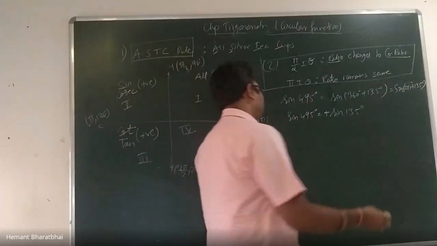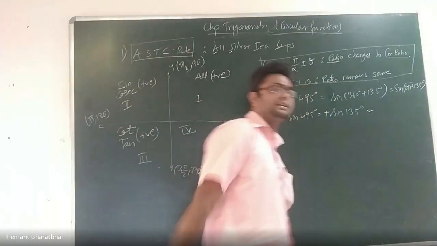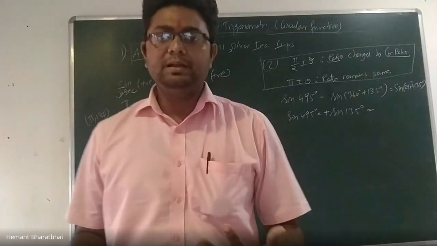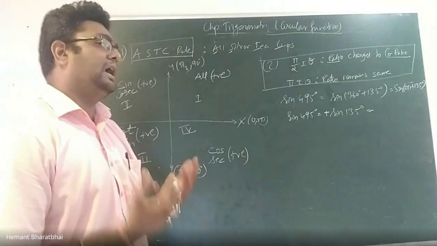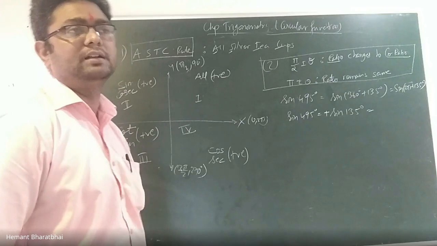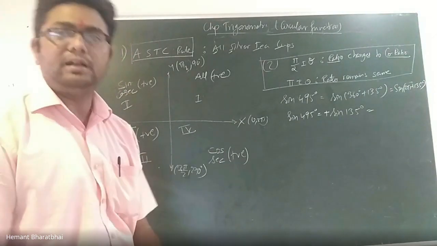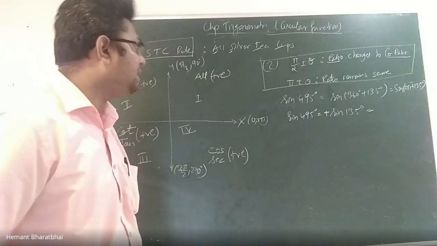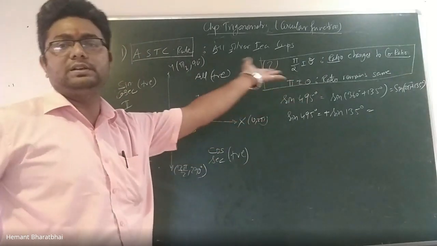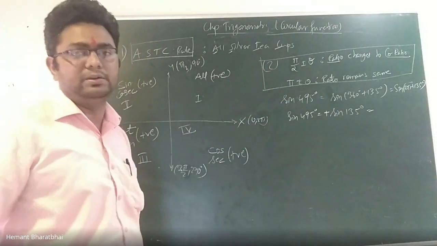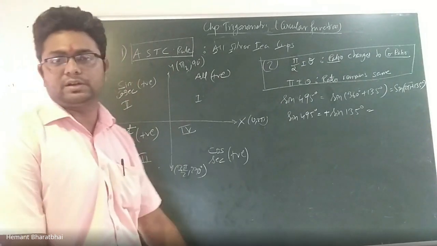Further, I don't know the value of 135 degree. Why? Because in 10th standard, I have only done values up till 90 degree. So that's it. You don't require values above 90 degree. You can always use this and find out the values in terms of 90 degrees. So that is what I'm going to do.